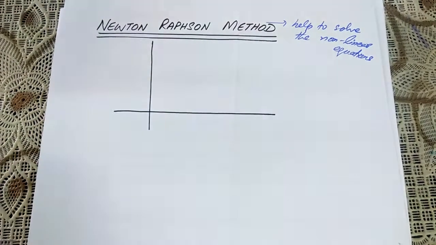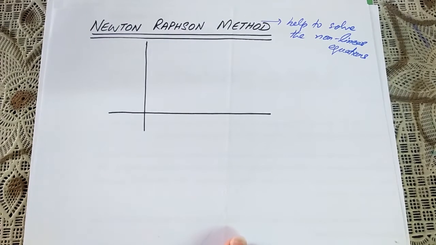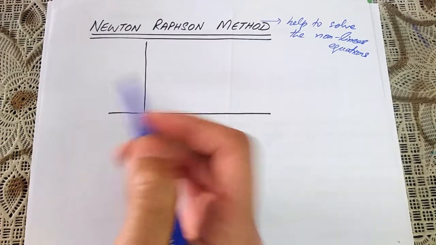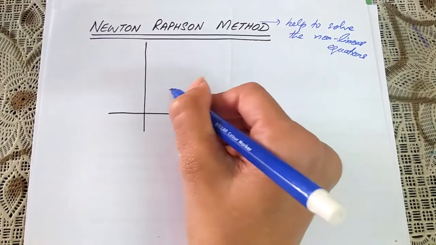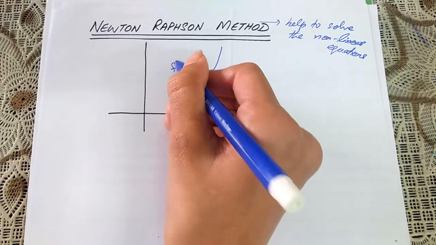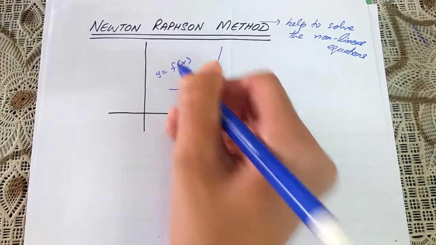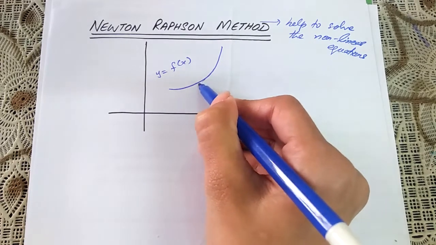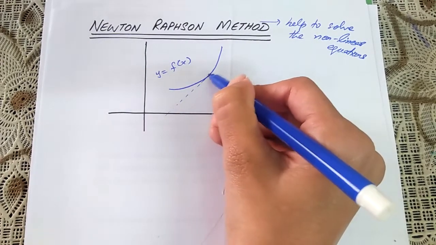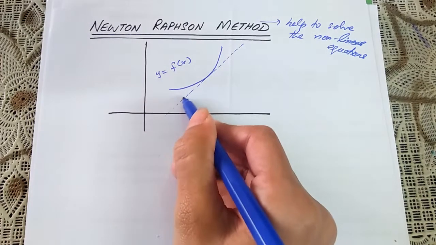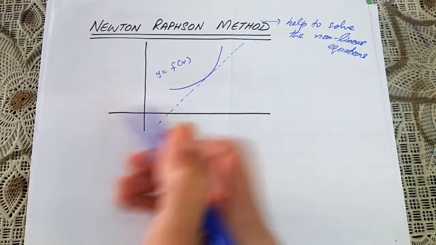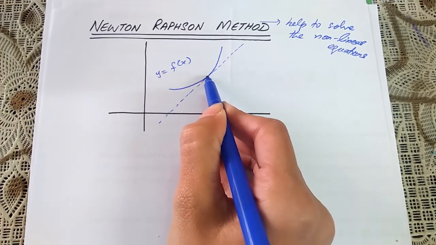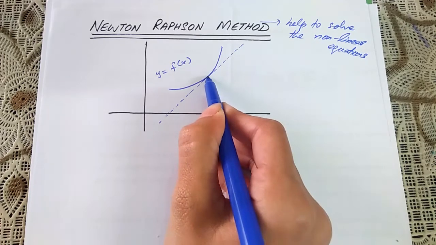Before solving the question, we must know its graphical representation and how we are going to derive the Newton-Raphson formula used to find out the roots of an equation. Consider a curve, like this is a curve y equals f of x. Consider this curve. Just draw a tangent to that curve. This is the tangent to that curve. For example, it is touching this curve.